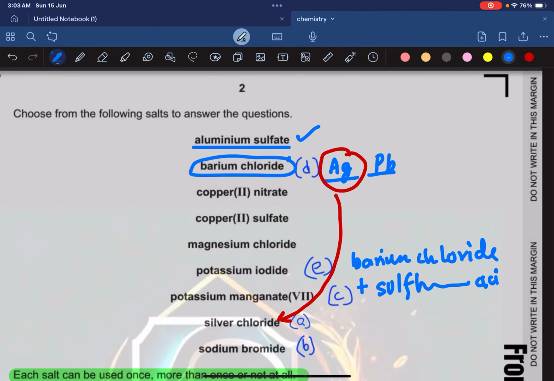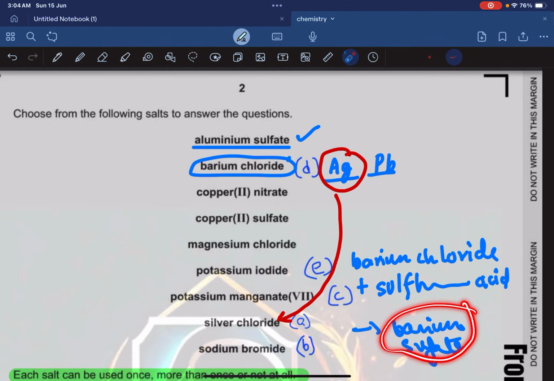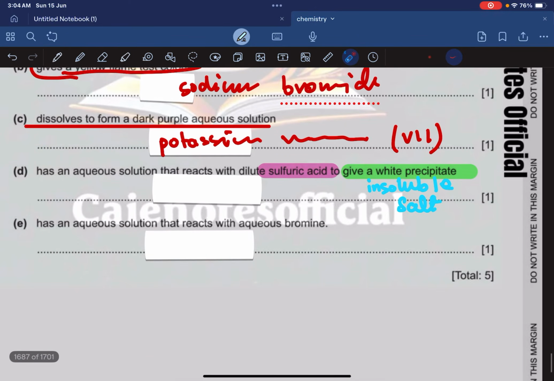And what do I get? I get barium sulfate. And I know for sure that barium sulfate is going to be an insoluble salt. Okay? It's going to be insoluble and it's going to give me white precipitates. So the insoluble salt that I want to give me white precipitates with dilute sulfuric acid is going to be barium chloride, because it will form barium sulfate. Okay? So over here my answer is going to be barium chloride.